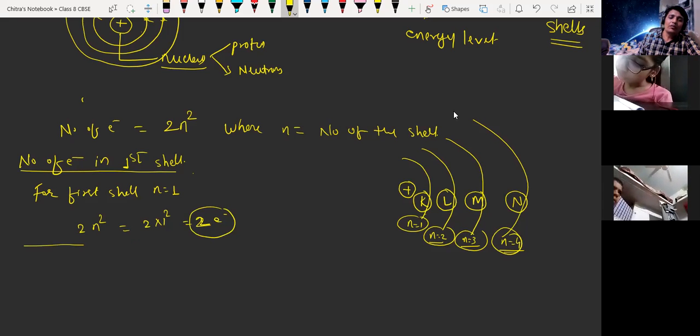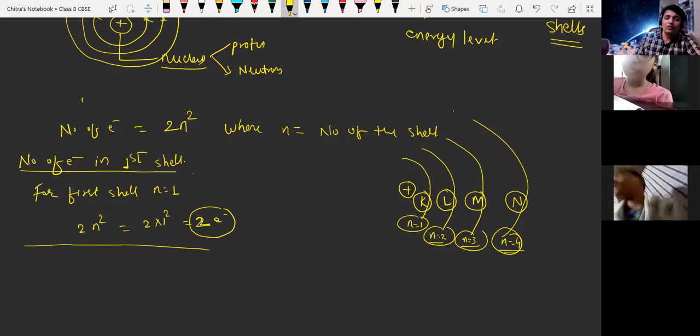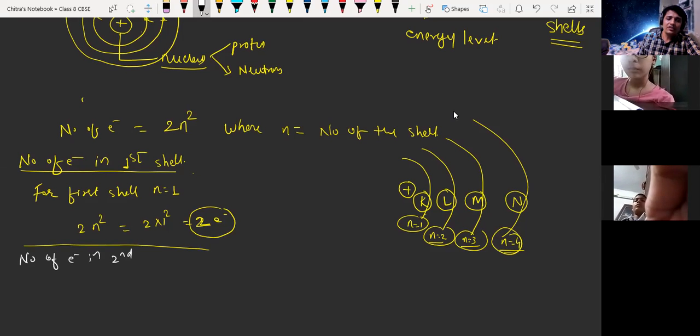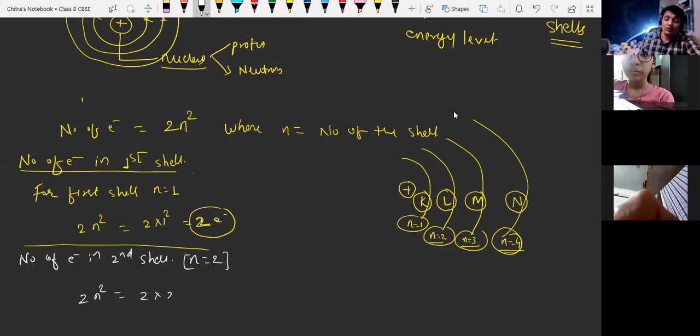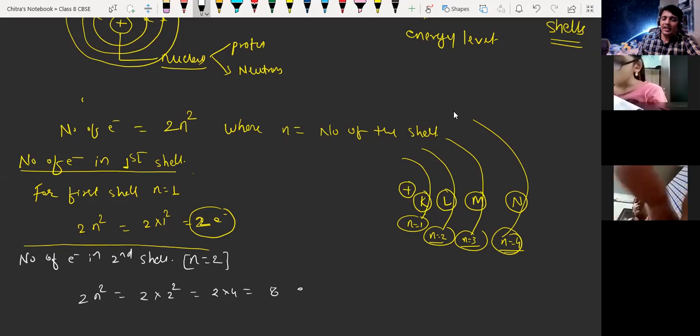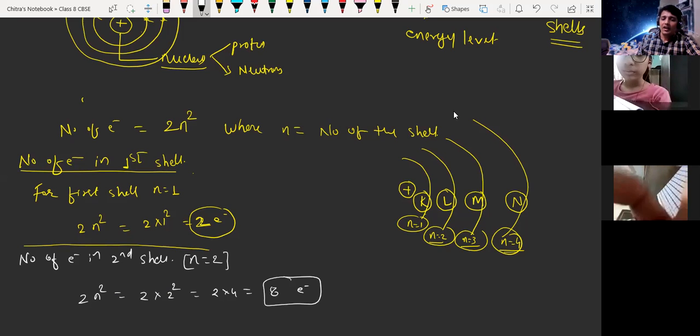Likewise, we can calculate the number of electrons for the second shell. So now I'm going to discuss the number of electrons in the second shell. For the second shell, n equals 2. Again, we have the formula 2n square. So 2 into 2 square. The square of 2 means 4. So 2 into 4 means 8. So in the second shell, 8 electrons will come. Getting the point behind the electronic configuration?